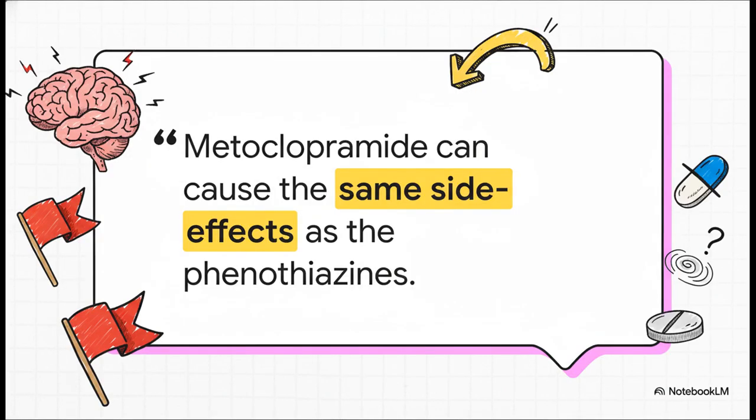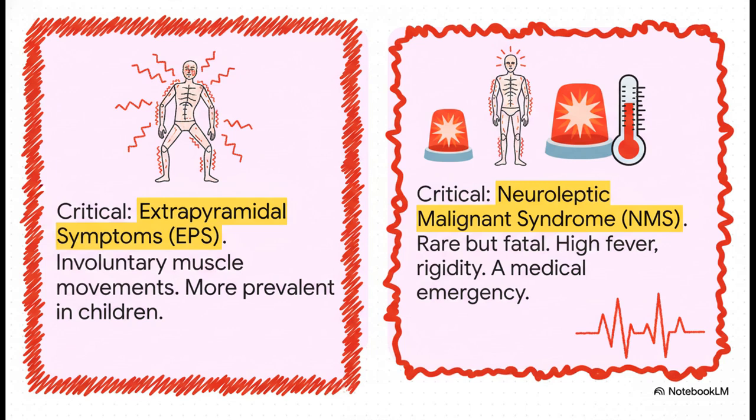And then you come across a sentence like this in the text. This one line is a massive red flag. Phenothiazines are a class of antipsychotic drugs, and they are notorious for their really serious neurologic side effects. So this quote is telling you, hey, you need to be on high alert for those exact same problems with metoclopramide.